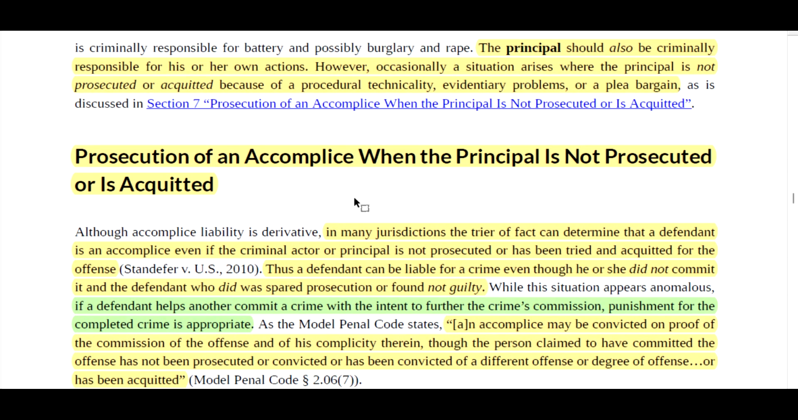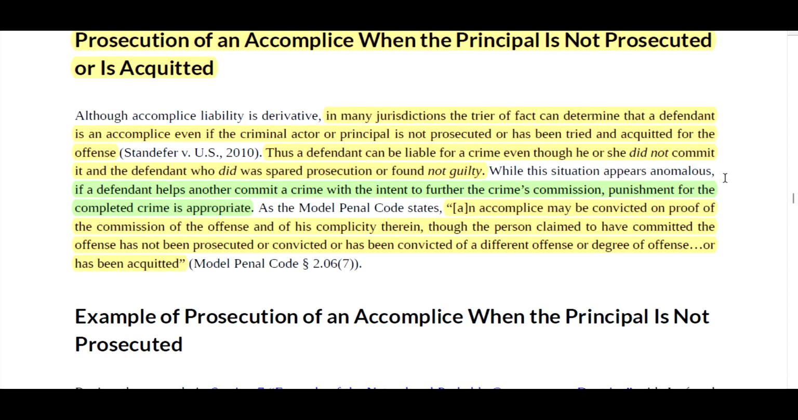So, prosecution of an accomplice when the principal is not prosecuted or is acquitted. In this kind of situation, in many jurisdictions, the trier of fact can determine that a defendant is an accomplice even if the criminal actor or principal is not prosecuted or has been tried and acquitted for the offense. But they can be liable for a crime that they didn't commit, even when someone who did commit it is found not guilty. If a defendant helps another commit a crime with the intent to further the crime's commission, punishment for the completed crime is appropriate.